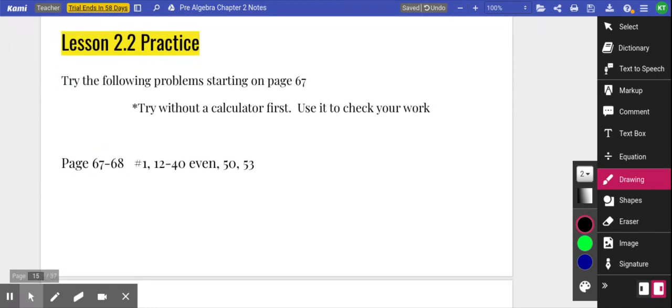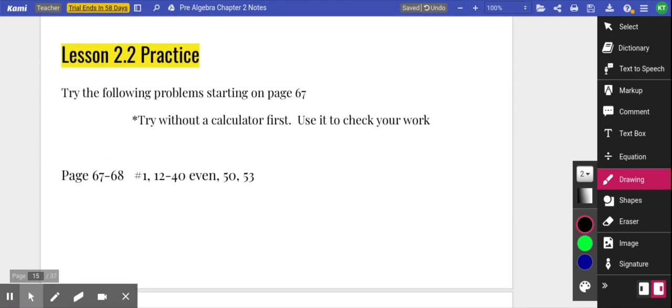Some practice problems for you. We start on page 67. Again, try without a calculator first. But if you have a calculator, you can use that to check, or just go to the answer key provided and check your answers there. You're going to be working on number 1, 12 through 40 even, number 50, and number 53.